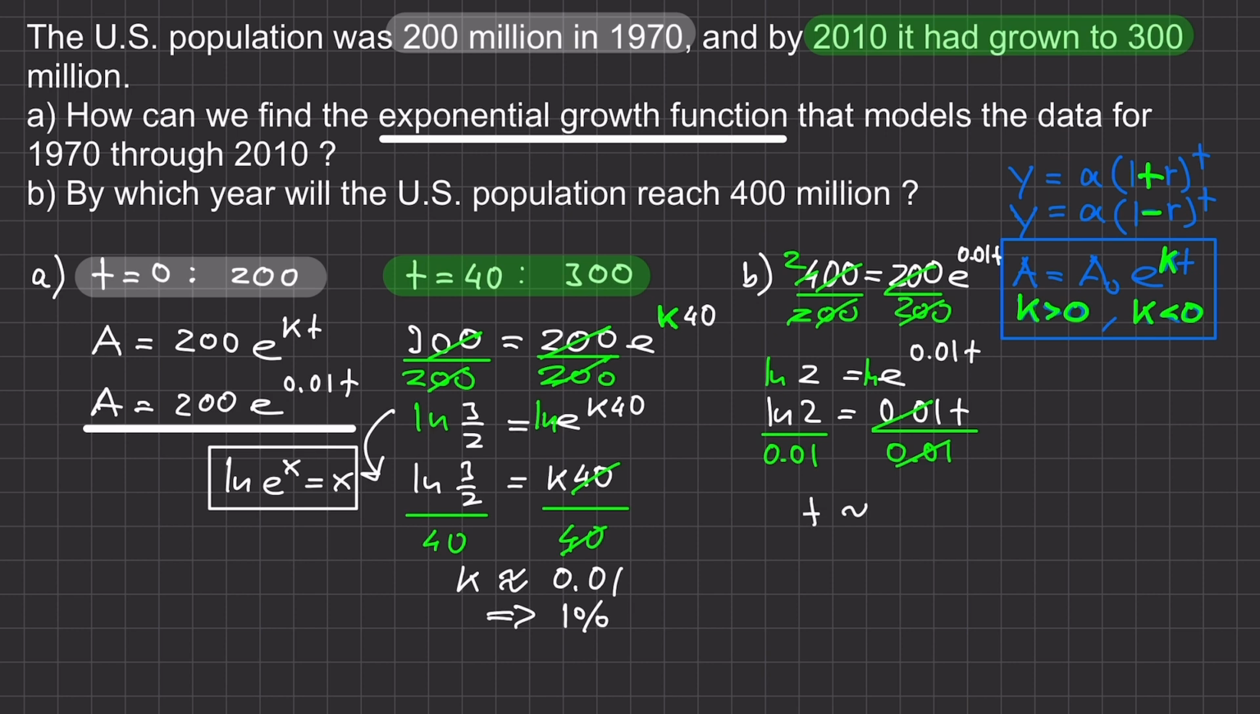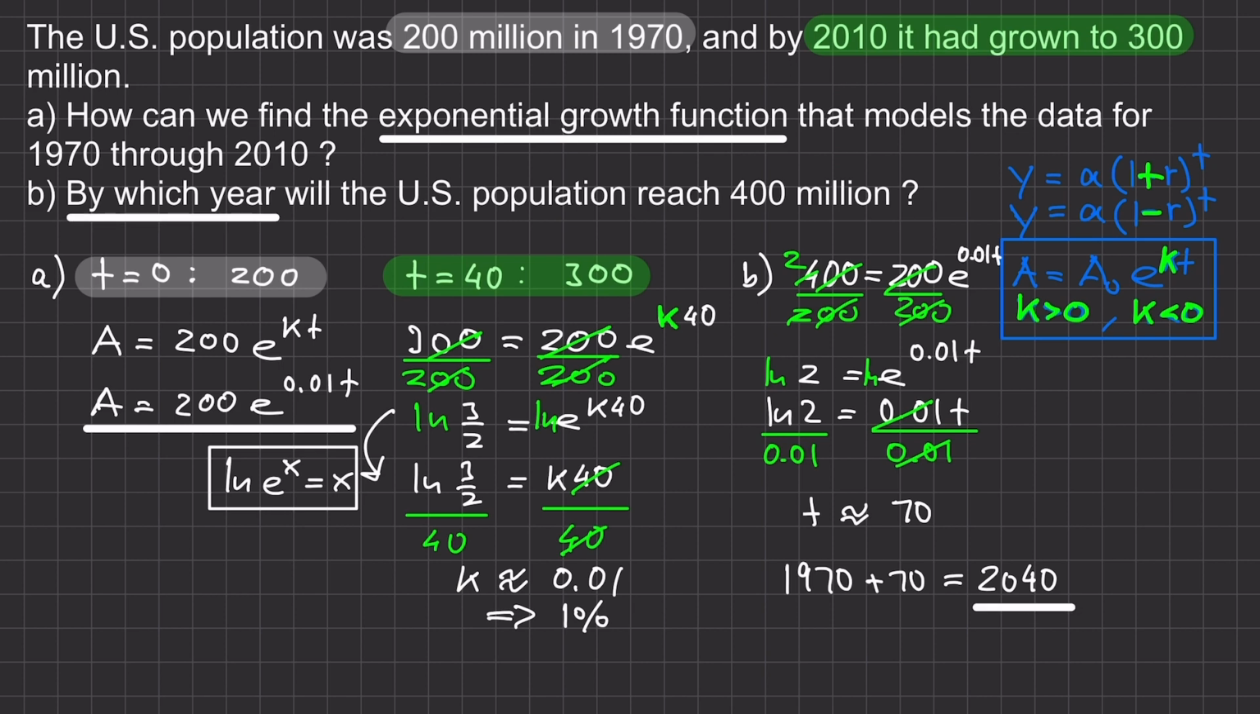And finally, dividing both sides by 0.01 gives us approximately 70. Because t represents the years after 1970, we have to add 70 to 1970, which gives us 2040. So the US population will reach 400 million in 2040.